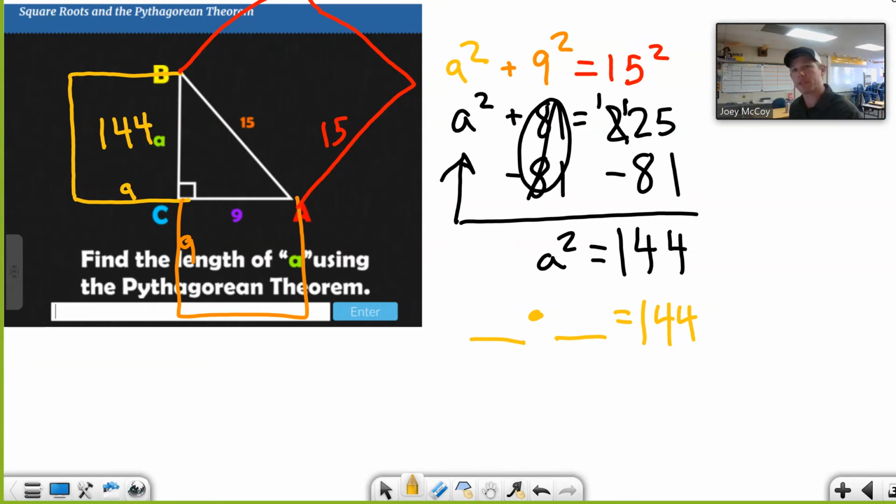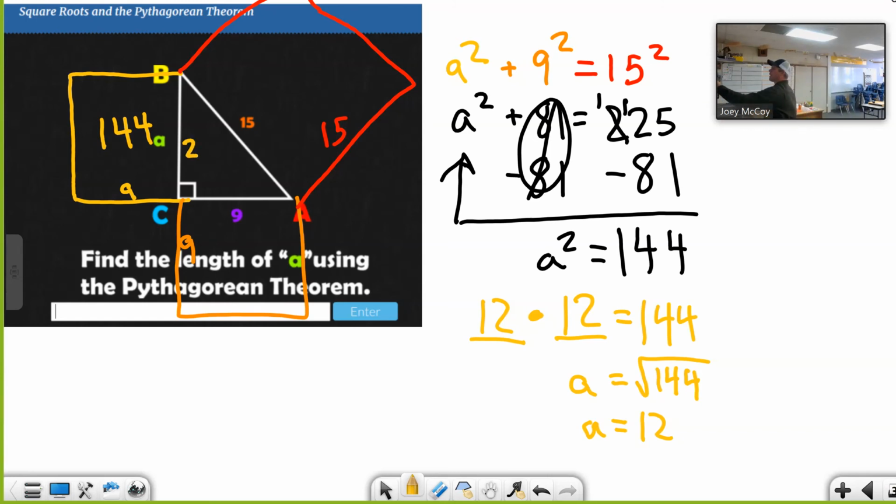The square root is the opposite of a square. So I have to think, well, what is 10 times 10? 100. What's 11 times 11? 121. What is 12 times 12? 144. There it is. So I know that 12 times 12 is 144. So I can say a is the square root of 144. Sometimes they want your answer like that, but in this problem, it wants you to take the square root, which is 12. This gives you the side length of this triangle.